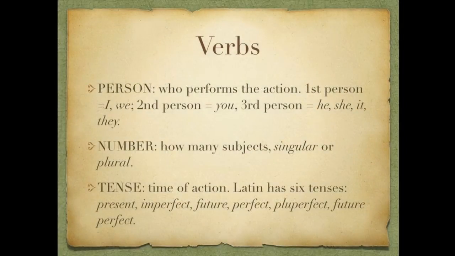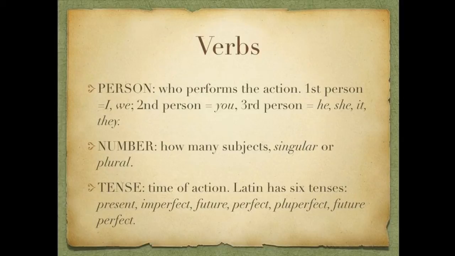The first characteristic is person. This tells us who performs the action of the verb. Just like in English, in Latin we have first person, which we translate as I or we. Second person, you. Third person, he, she, it, or they. So person, who performs the action. Next up is number. How many subjects are there? Is the verb singular or plural?